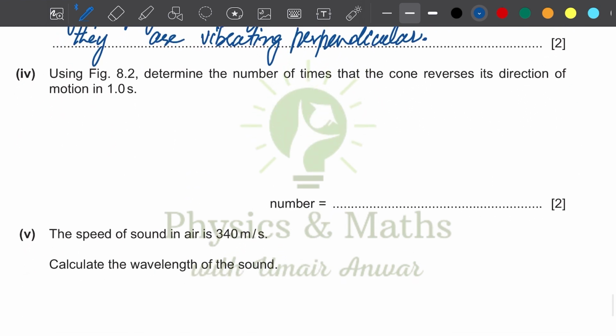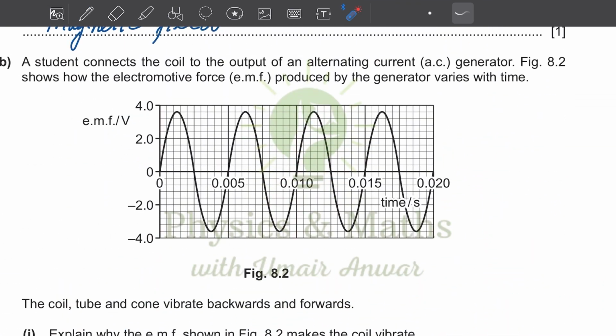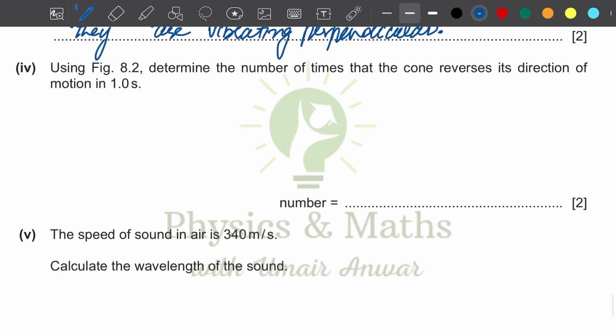Using figure 8.2, determine the number of times that the cone reverses its direction of motion in 1 second. So we can see that one wave is completed in 0.05 seconds. So it means the time period of the wave given is 0.05 seconds.